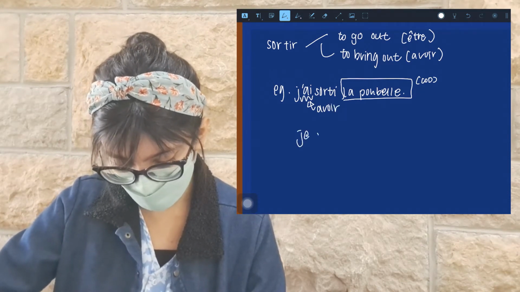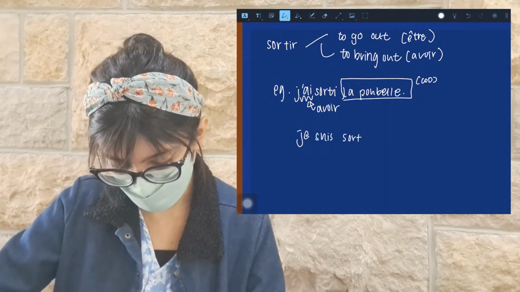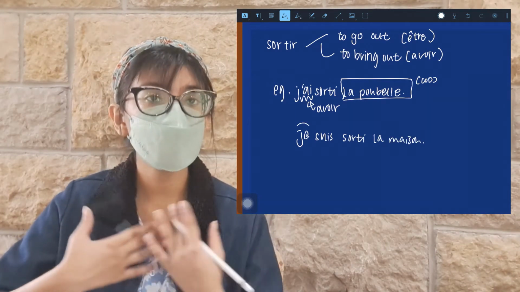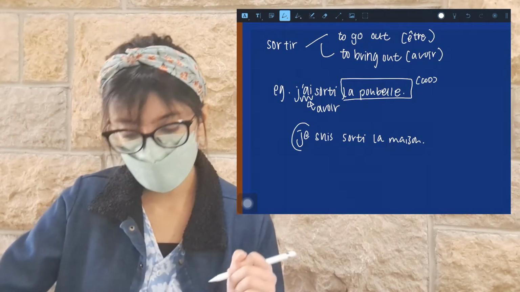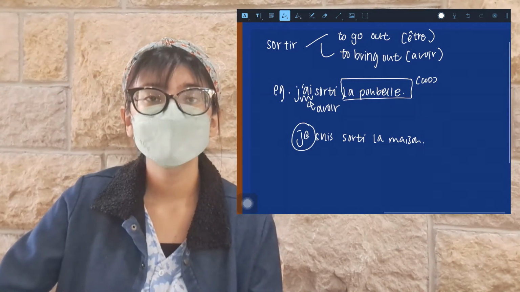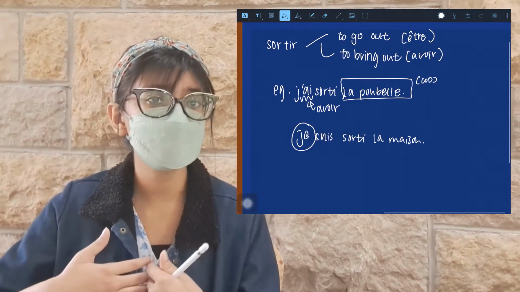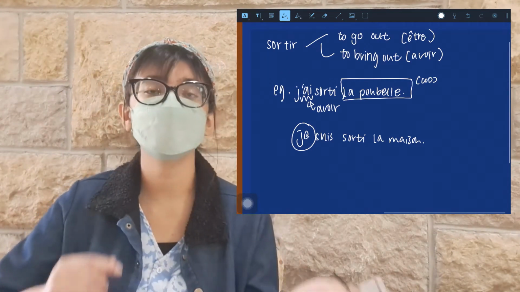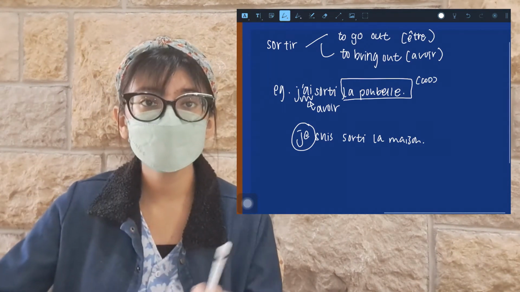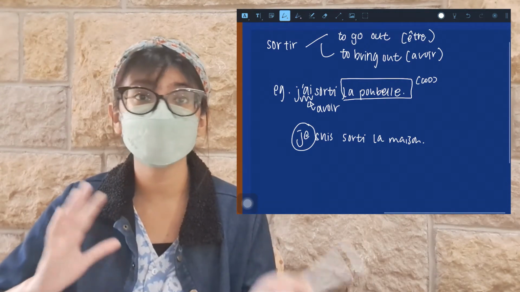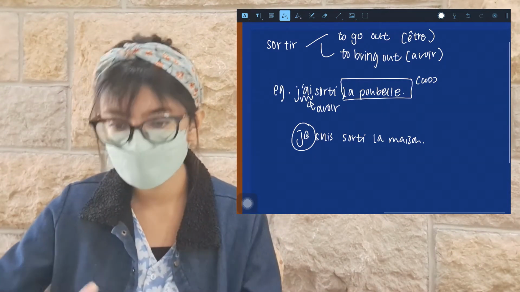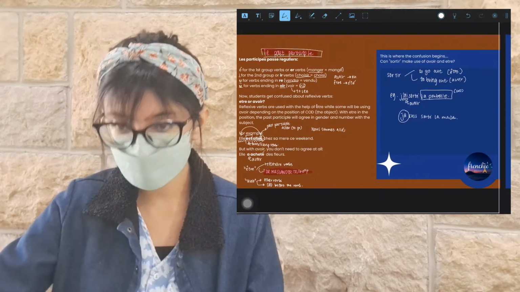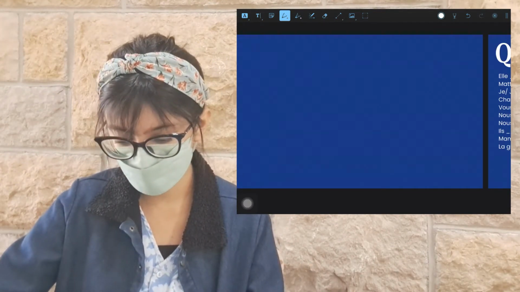However, if I say, je suis sorti de la maison, here I'm talking about my movement. I am going out of the house. So here I'm talking about my specific physical movement, so that's why I'm going to use être. However, if you're talking about a specific object, then you're going to use avoir. So it's very important for you to differentiate between the two and be able to understand and see the differences as well.